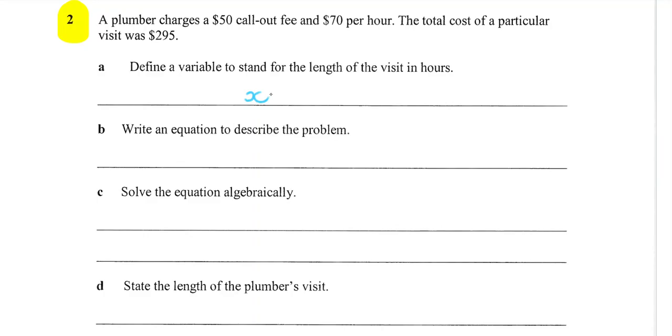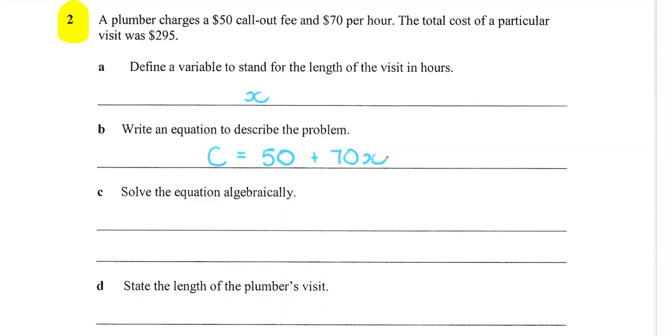So the plumber is going to charge, I'm going to use C for charge, or the cost maybe. He's going to charge $50 for a call-out fee plus $70 per hour, which will mean 70 times by that X. So anytime he wants to work out how much to charge you, he's going to go 50 plus 70 times the hours it takes him to do the job. And that's how much it charges, right?